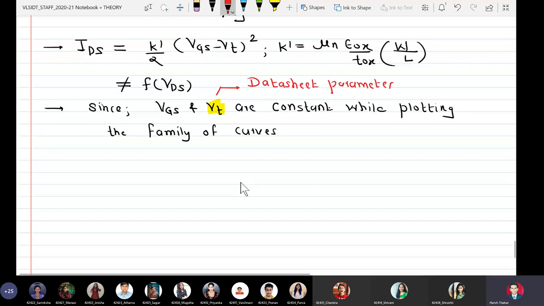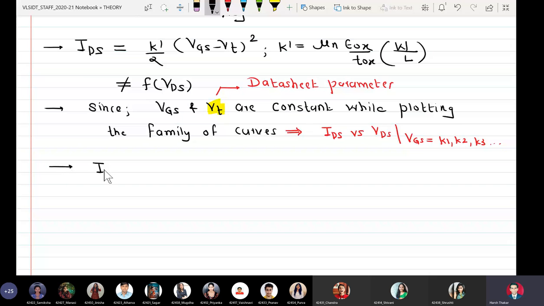Why we said family of curves? Because it is always plotted as IDS versus VDS for VGS equal to K1, K2, K3, so on. That is why I said that VGS is constant while plotting family of curves. So that is why we can say that IDS is equal to IDS SAT, which is not a function of VDS.